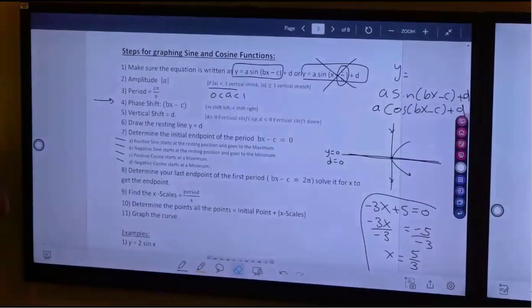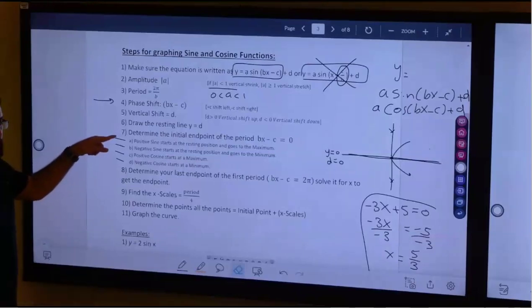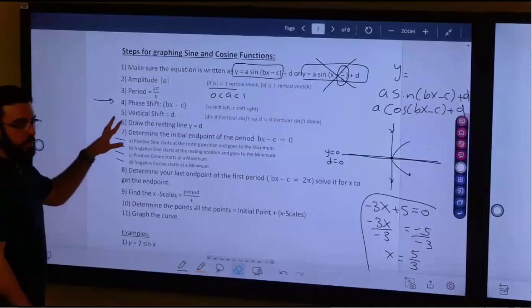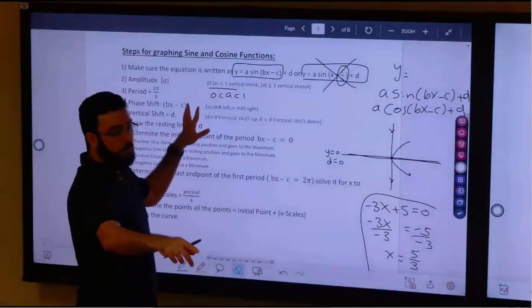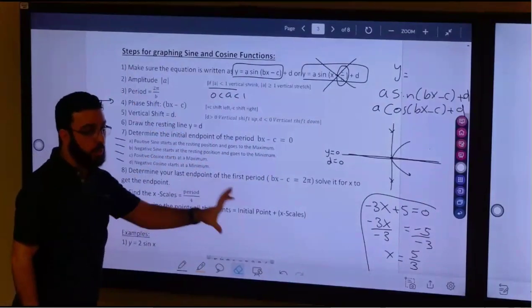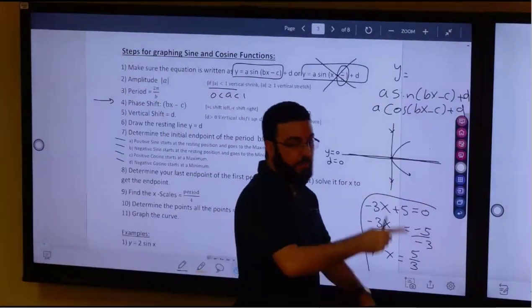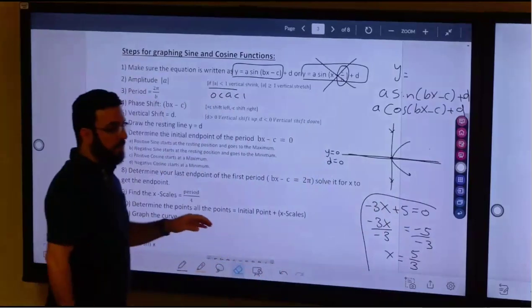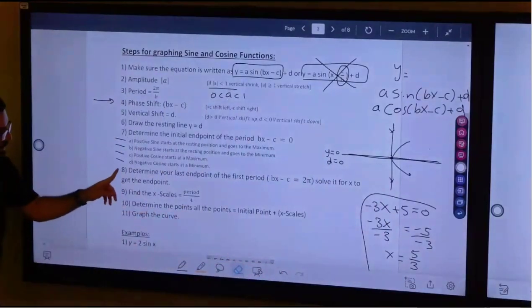Go ahead. Why doesn't our list of steps for graphing include the reflection over the x or y axis? We're going to check that. There's no reflection step, because we're going to handle it with the graph. When you graph it, you can note that there is a correction for the sign.